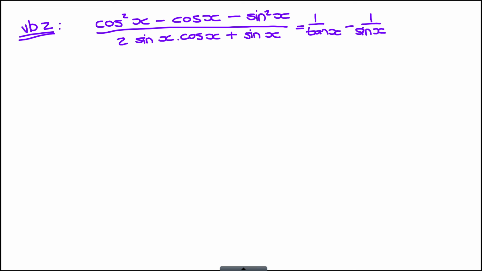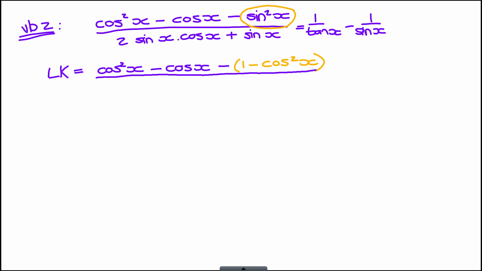Good. So the first thing that I'm going to change here is that sin squared x. Ek gaan hom gou verander. So I'm going to work with the left hand side. Ek moet nou weer bewys, né? I've got to prove. Sorry, ek het nou nooit dit gesê nie. So I'm going to have cos squared x minus cos x minus, en dan daai sin kwadraat x is dieselfde as 1 minus cos kwadraat x. Everyone fine with that?